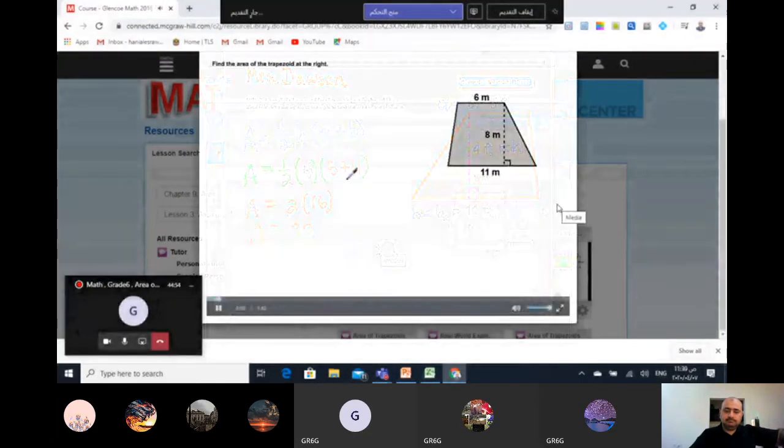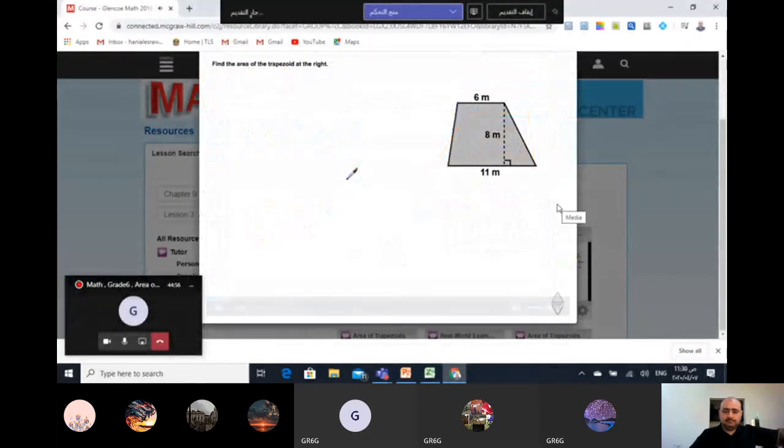Hello, I'm Mr. Adams. We're going to be doing an area problem. Find the area of the trapezoid at the right. Okay, here we have our trapezoid, we have the height, and we have two separate bases, and we'll talk about those here in a second.